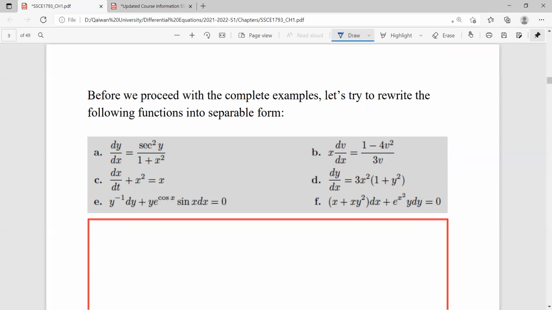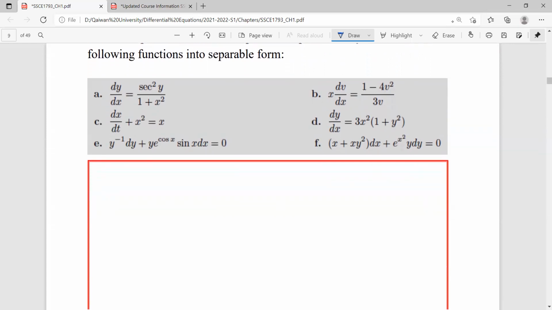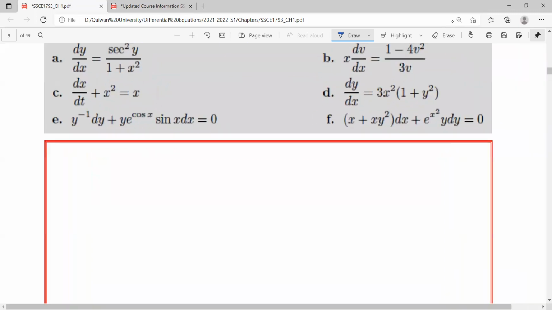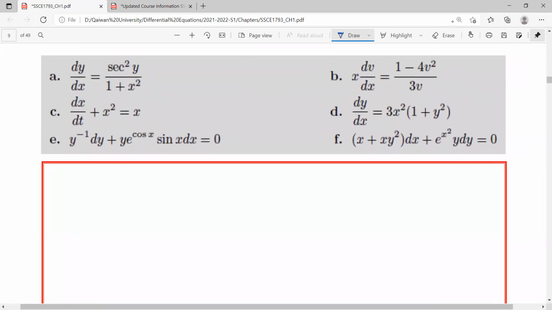Okay. For the first one, we have dy over dx equals secant squared of y over 1 plus x squared.